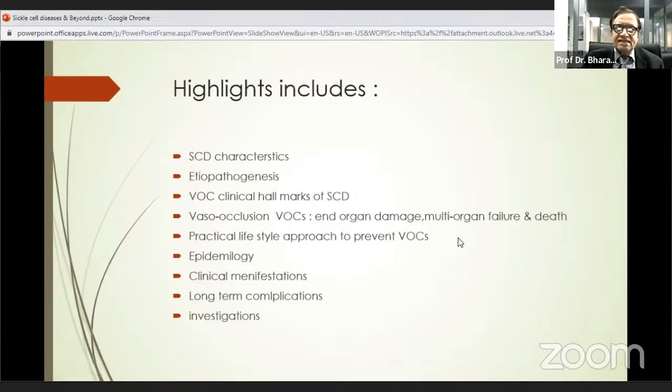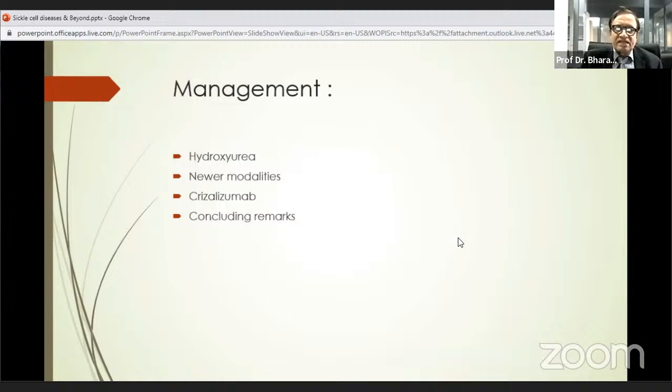So the highlights of sickle cell disease include its characteristics, etiopathogenesis, and the vaso-occlusive crisis as the clinical hallmark. The vaso-occlusive crisis leads to organ damage, multi-organ failure and death, and a practical lifestyle approach to prevent it. What is the epidemiology of sickle cell disease? Which are its clinical expressions and long-term complications? How to approach it, and which investigations are carried out? And what is the management? The management includes hydroxyurea and newer modalities, such as Crizanlizumab.